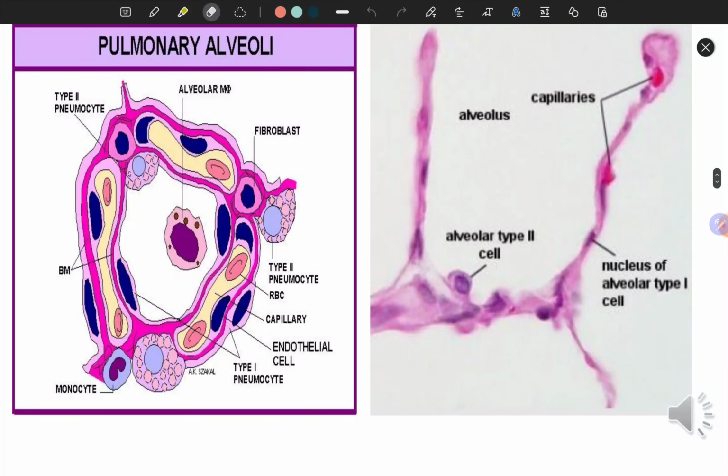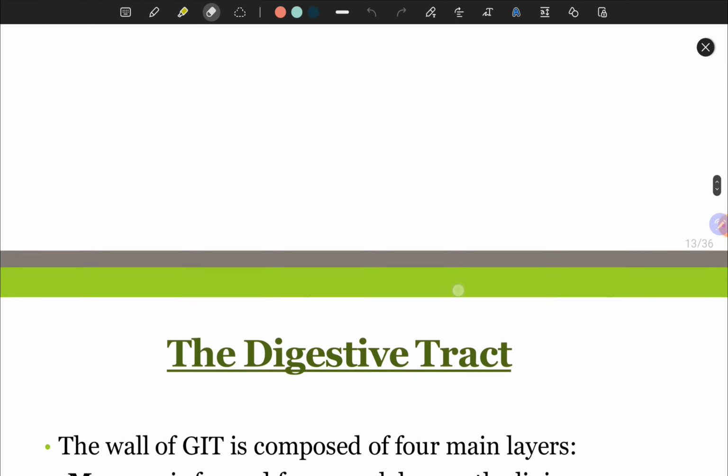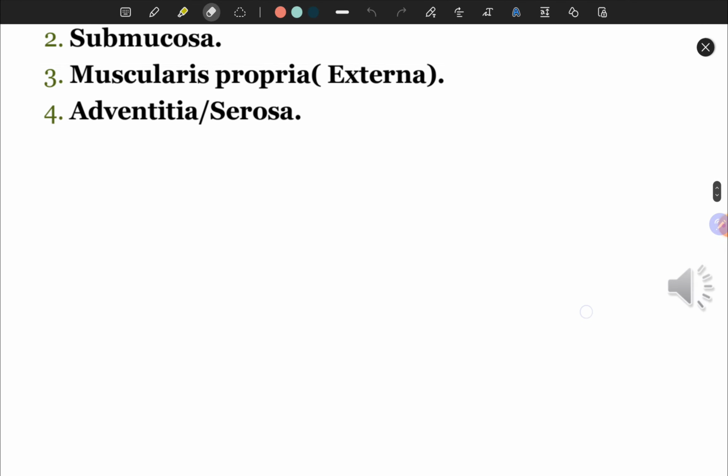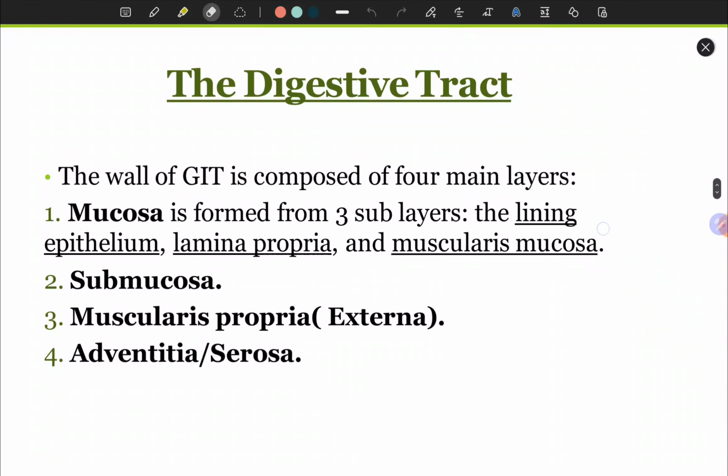The macrophages are usually distributed near the cells lining the wall of the alveolus, or inside it, or inside the cavity. So this was regarding the first inner body surface, which is the respiratory system, both the conducting portion and the respiratory portion. The second inner body surface is the digestive tract.